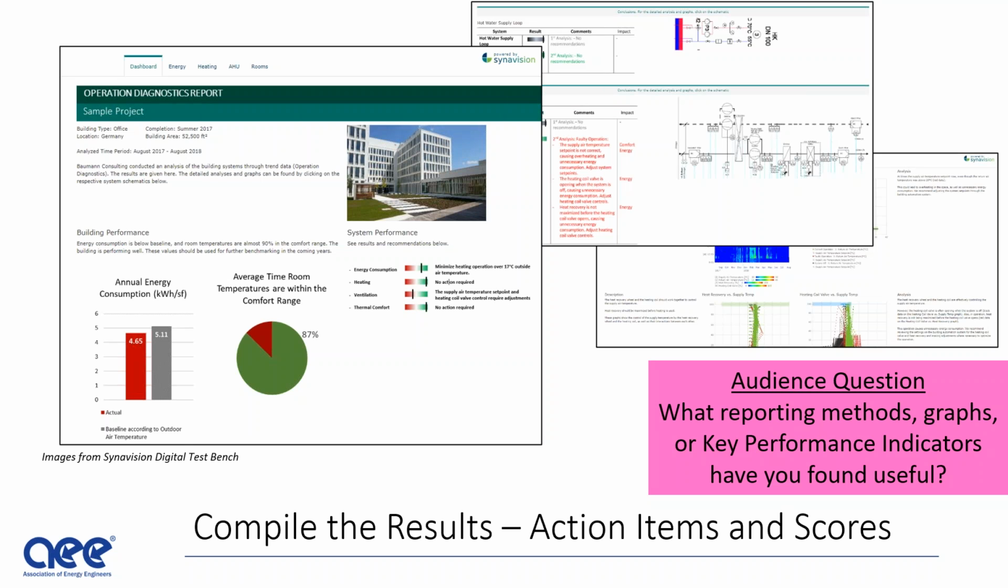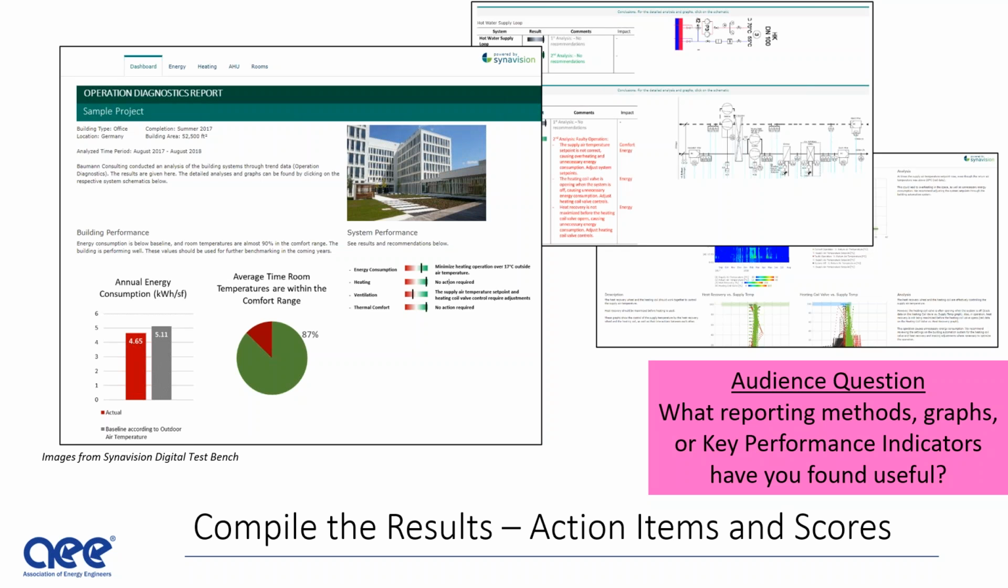And here I want to ask the question: what reporting methods, graphs, key performance indicators have you found useful? Please enter into the chat. Which of those items do you tend to go to when you're doing analysis or evaluations?